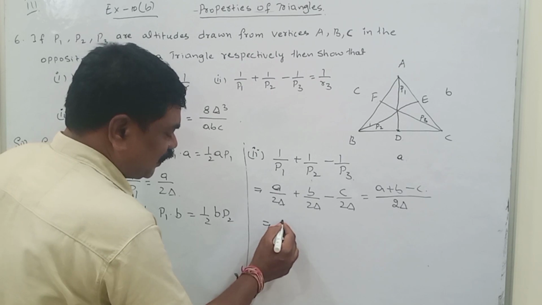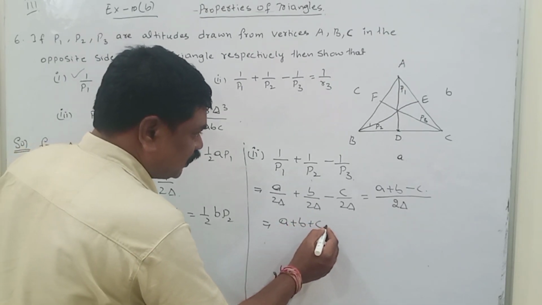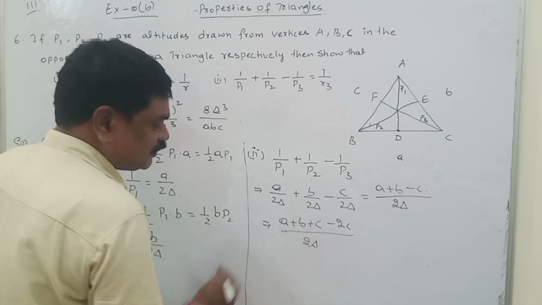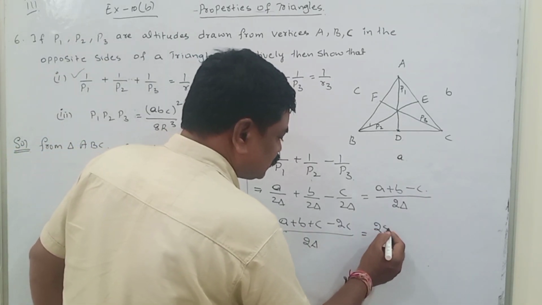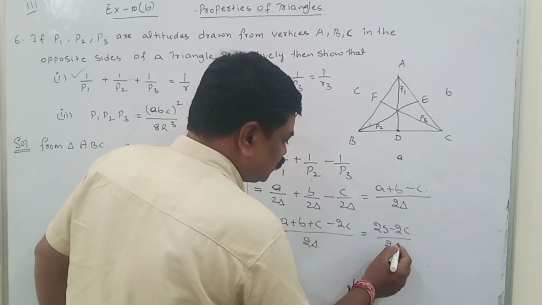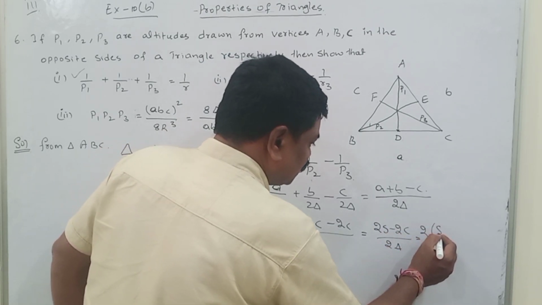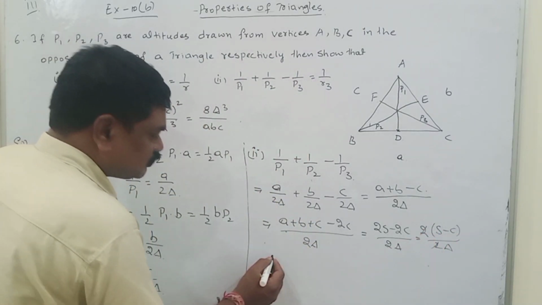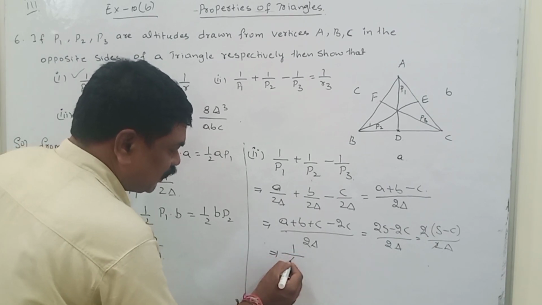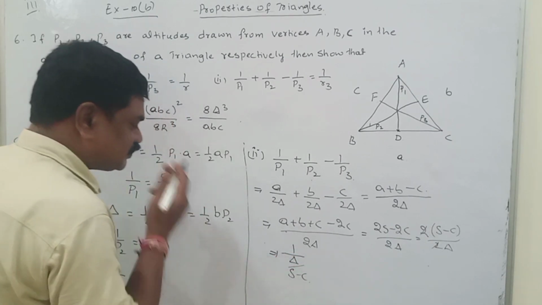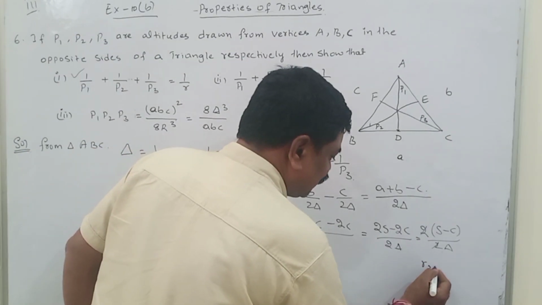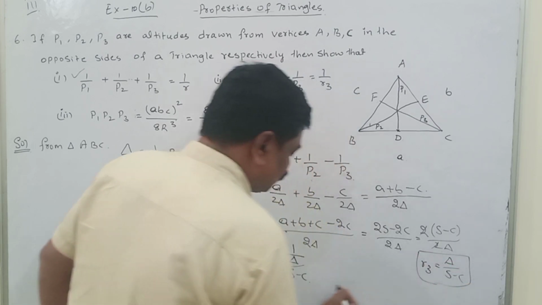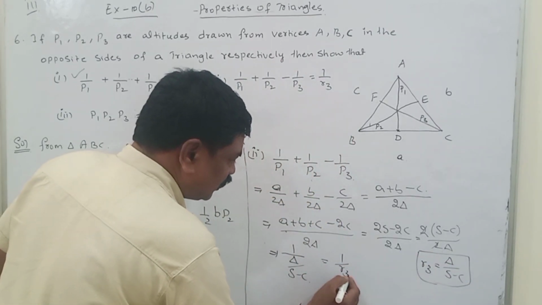So it can be written as a plus b plus c minus 2c by 2 delta. a plus b plus c is equal to what? 2S minus 2c by 2 delta. 2 common, S minus c by 2 delta. The 2 cancels. So it can be written as 1 by delta by S minus c. We know that R3 is equal to delta by S minus c. So this is equal to 1 by R3.